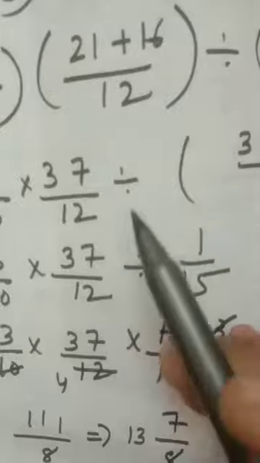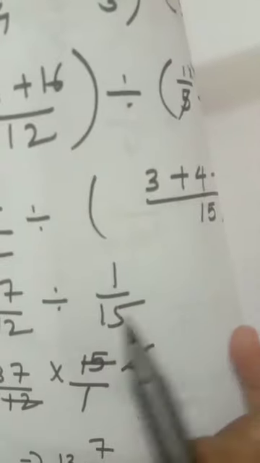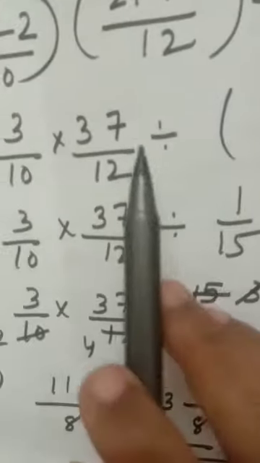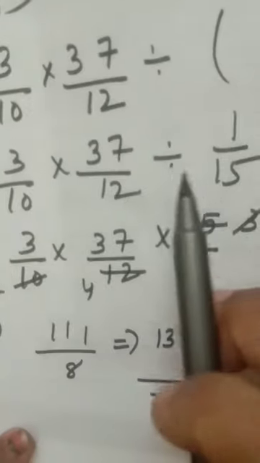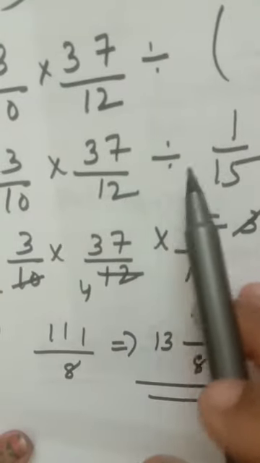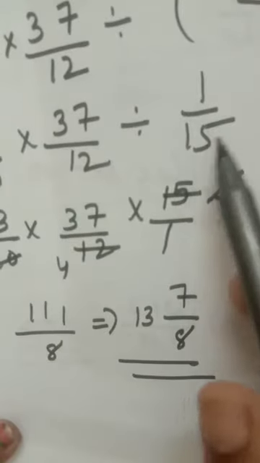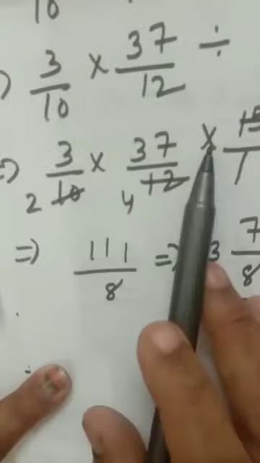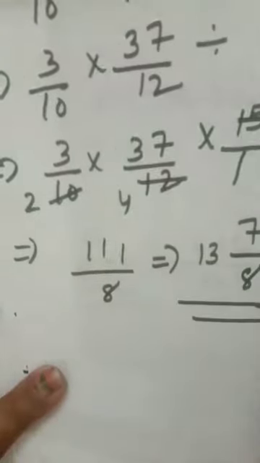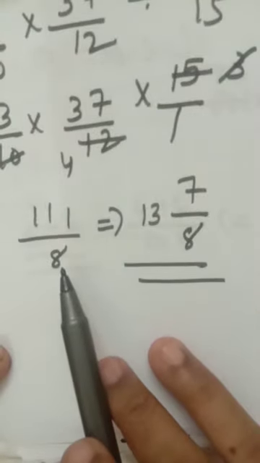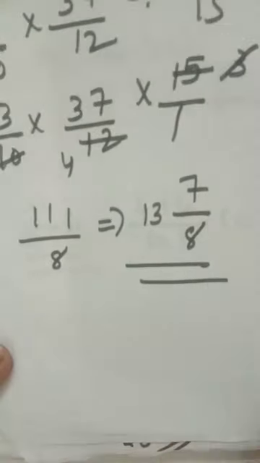Here division. Bodmas you know very well that first you have to do division. Division sign will convert to multiplication, and second number you will take the reciprocal. And multiplication you can cut out the number, you will get 111 divided by 8, 13 and 7 by 8.